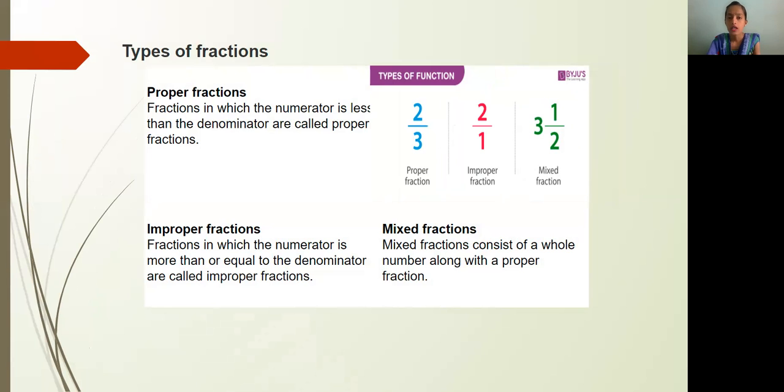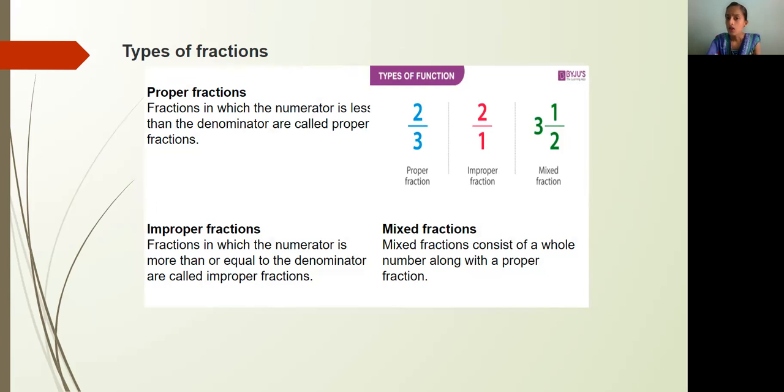Fractions in which the numerator is less than the denominator are called proper fractions. It means in a proper fraction, the numerator must be less than the denominator. For example, 2/3. 2/3 is a proper fraction because 2 is the numerator, 3 is the denominator, and 2 is less than 3. Therefore, the numerator is less than the denominator.